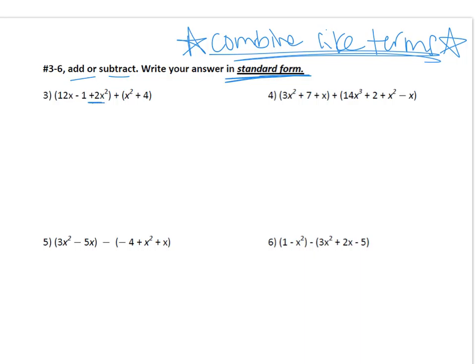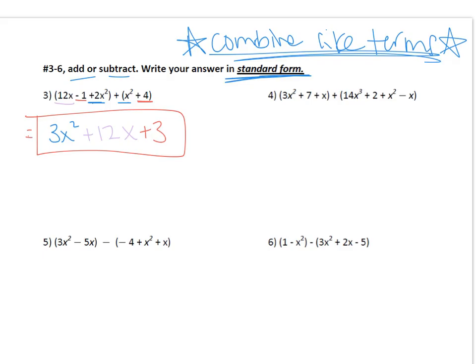So we have a 2x squared and an x squared, and I'm going to add those together. So I'm going to get a 3x squared. Just add the coefficients. We're not doing anything with the exponents. We're just combining like terms, so those stay the same. Next, we have just 12x, so it's by itself, so I'm just going to rewrite it, plus 12x. And then my last one, I have minus 1 plus 4. Negative 1 plus 4 is a positive 3. So there's my resulting polynomial. It's 3x squared plus 12x plus 3.